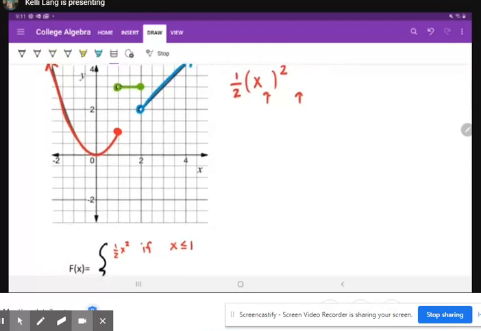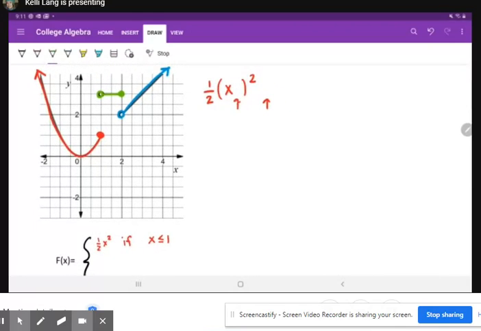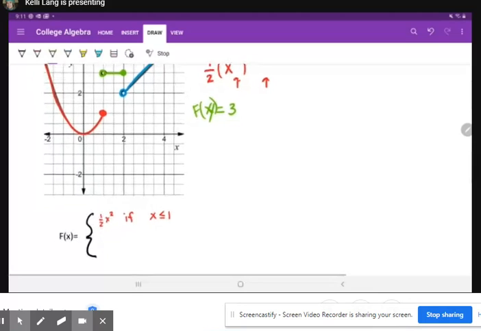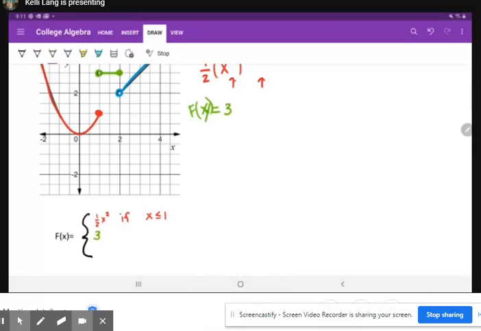For the green piece, this is a horizontal line, so those are really easy. That's just like y equals whatever the y value is. So here that would be y equals 3. But we don't call it y anymore. We call it f of x because we're advanced. So this is just 3. y equals, or f of x equals 3.